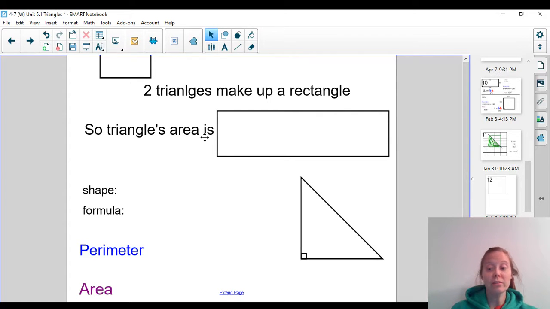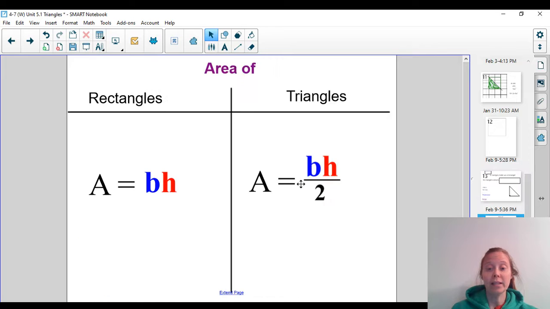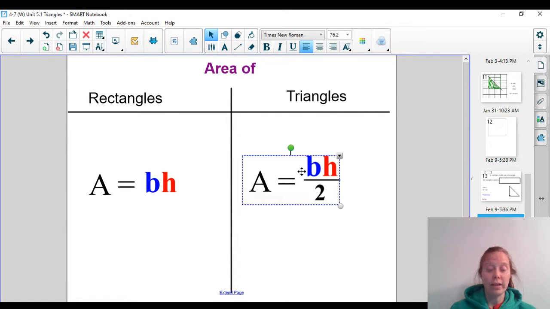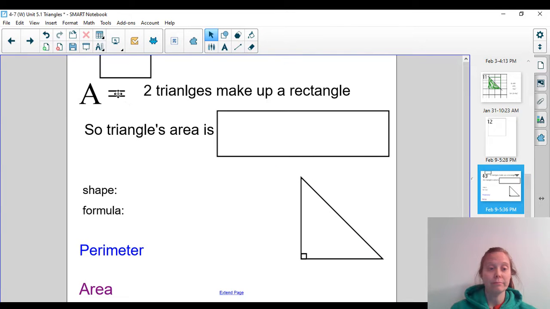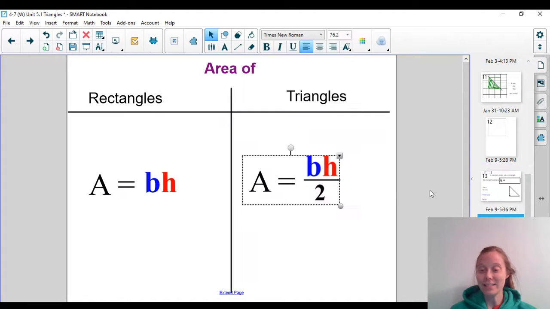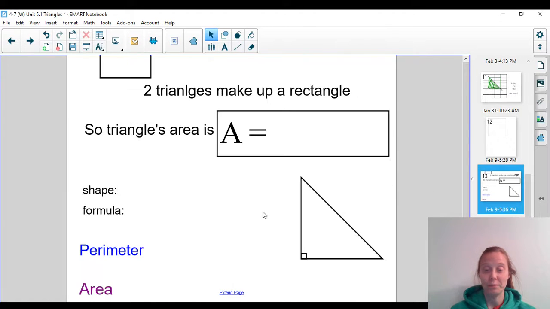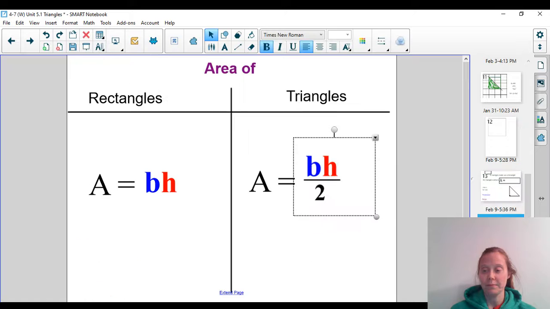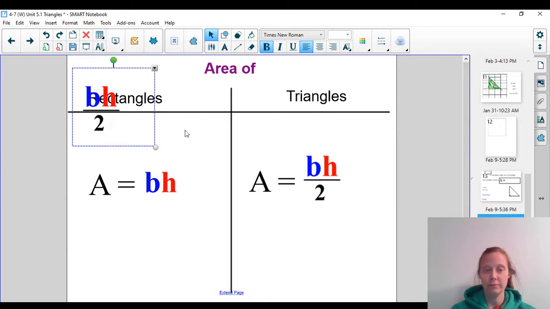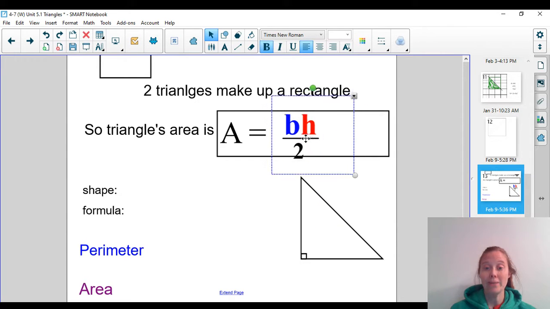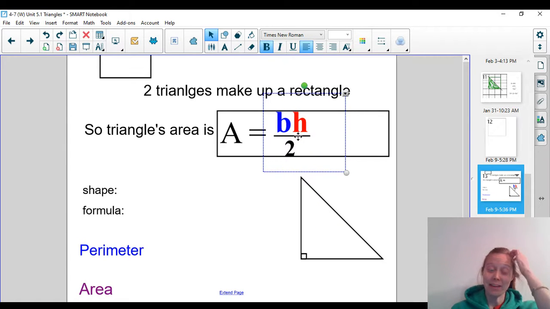And so a triangle's area is the same formula that we use for a rectangle, except now we divide it by 2. So our area for triangles is base times height divided by 2.